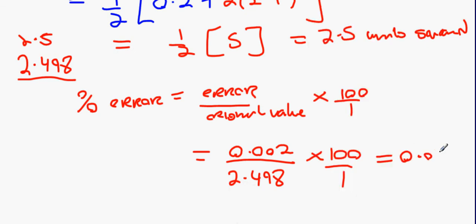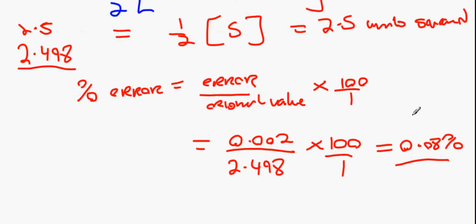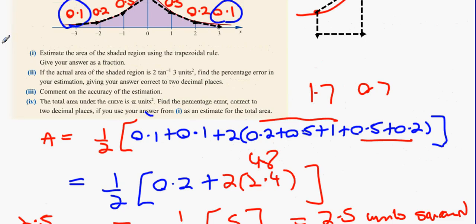So that's very accurate. Okay? Now, comment on the accuracy of the estimation. It's extremely accurate because it's less than 1% of an error. It's 0.08. 8/100ths of an error means it's extremely accurate. Okay? And finally, the total area under the curve is pi units.